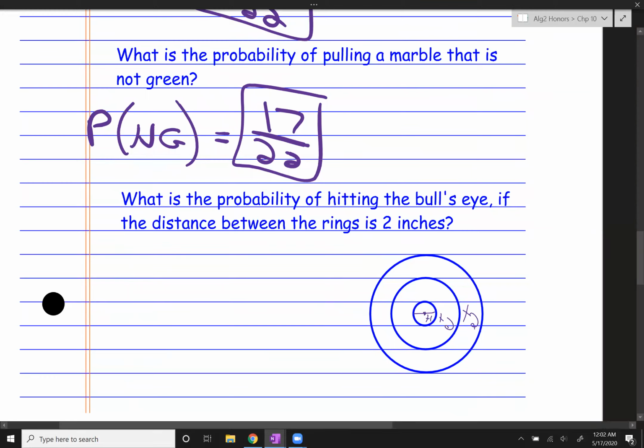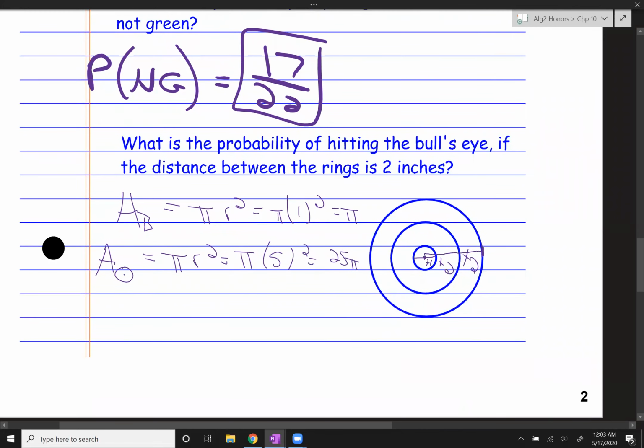So what's the probability of hitting the bullseye if the distance between the two rings is 2 inches? Okay, so the radius of just the bullseye is 1. So area of the bullseye is pi r squared. So that's pi times 1 squared. So it's just pi. All right, what about the whole thing? What's the radius of the circle? So I might just do that one as the entire circle. So it's pi times r squared, which is pi times 1, 2, 3, 4, 5. So 5 squared, so it's 25 pi.